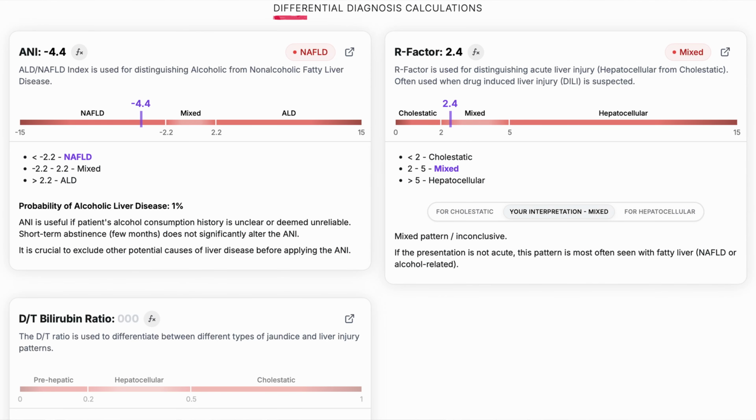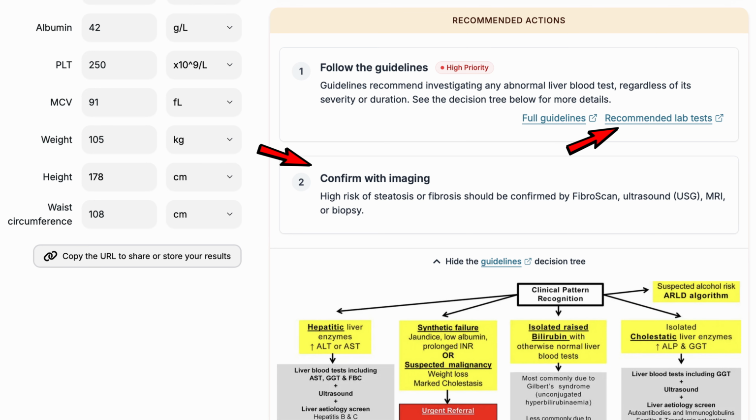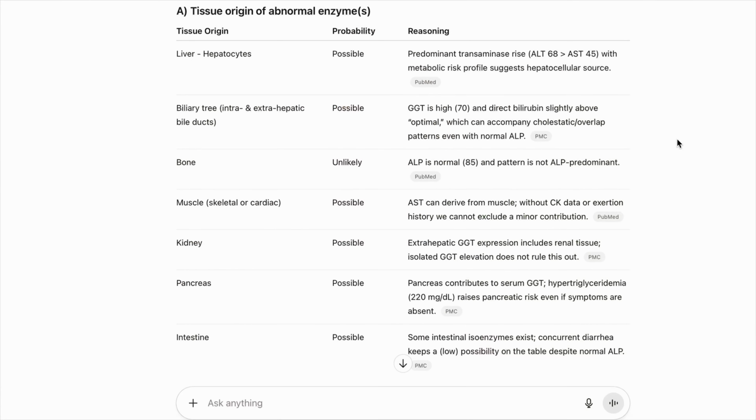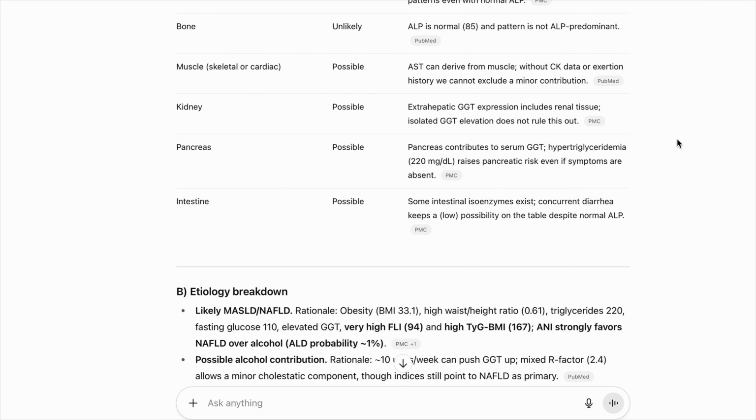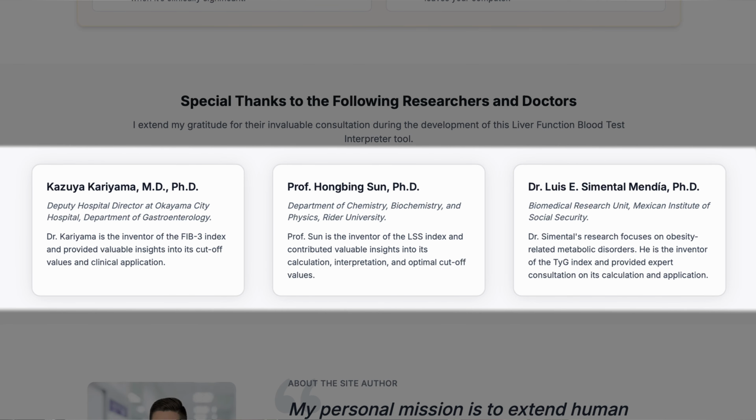If something is not right, it automatically runs differential diagnosis algorithms and recommends next steps based on the latest clinical guidelines. And it even gives you structured AI insights, plus the ability to chat with the results. I built this interpreter with help from the leading experts, the same doctors and researchers who developed the best-in-class indices used in this tool.